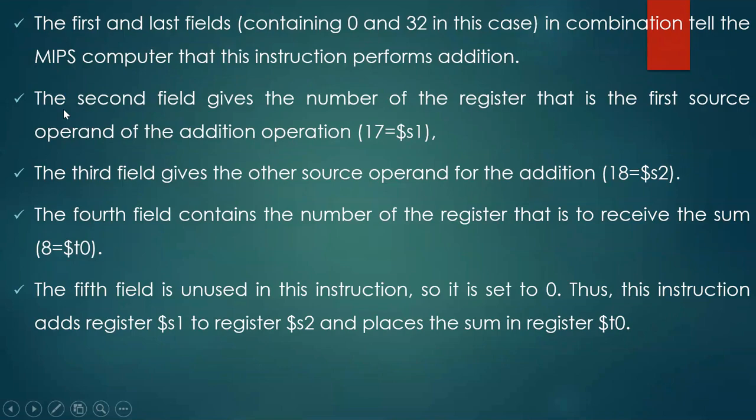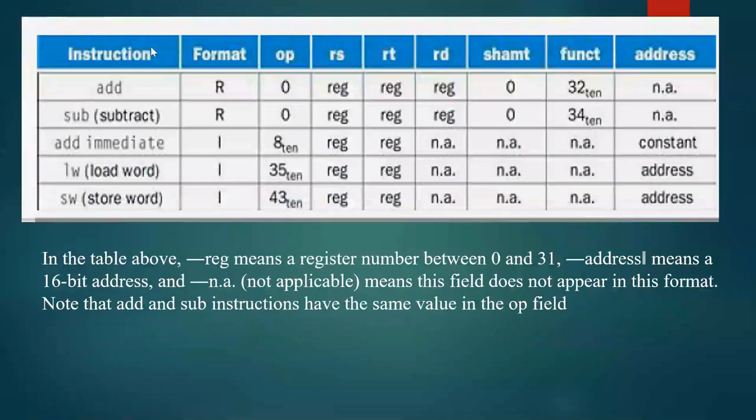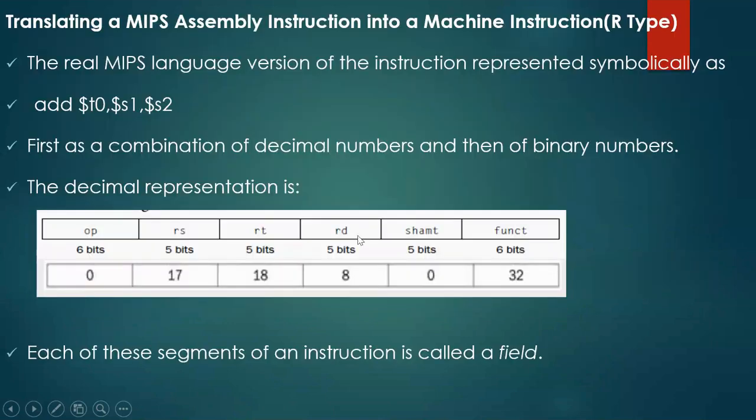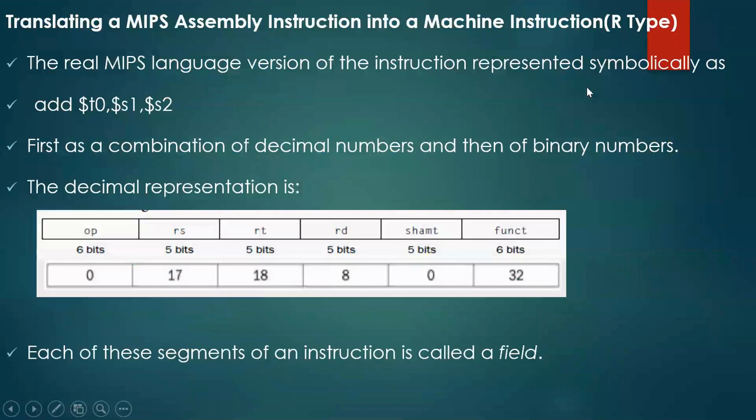For add, what opcode are we going to see? For add, the opcode is 0. If you see this table, for add, the opcode is 0. For RS, RT and RD, you are going to use register numbers, right? For RD you are going to use 8, for RT you are going to use 18, and for RS, that is $s1, you are going to use 17. Shift amount is 0. Function is 32, which we are getting from this column. So this is how the instruction is going to be filled.